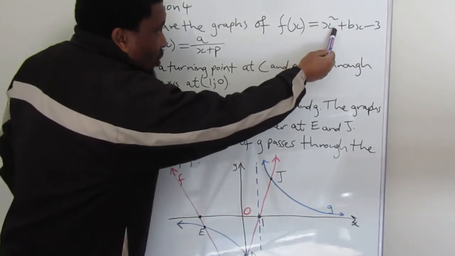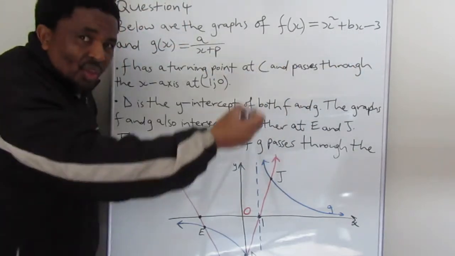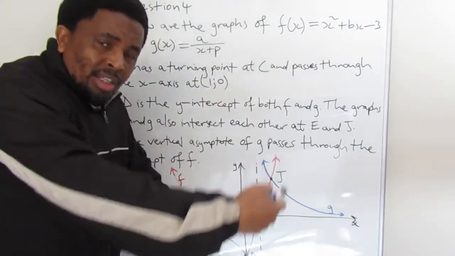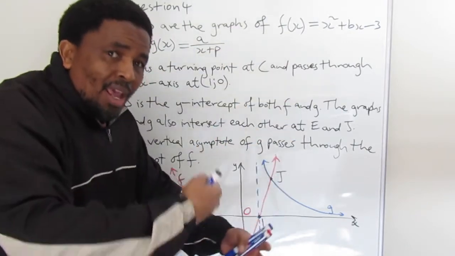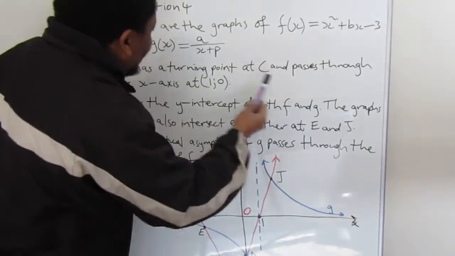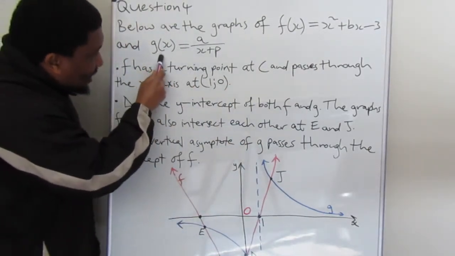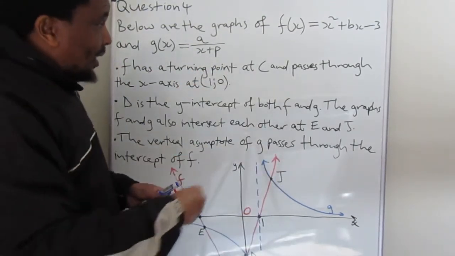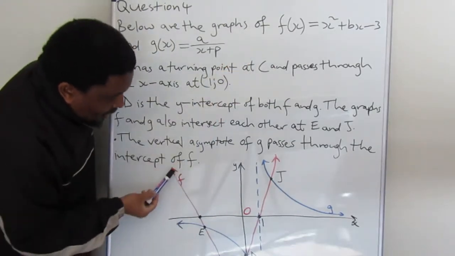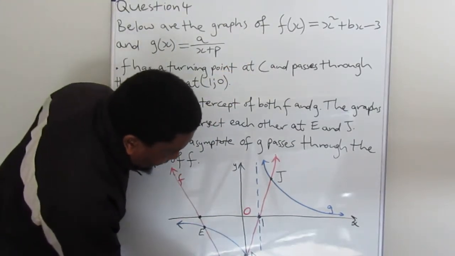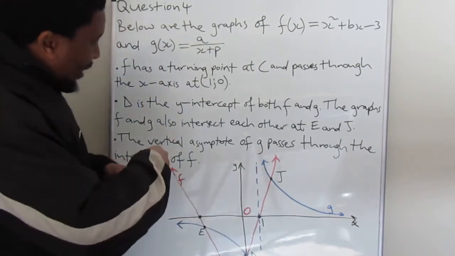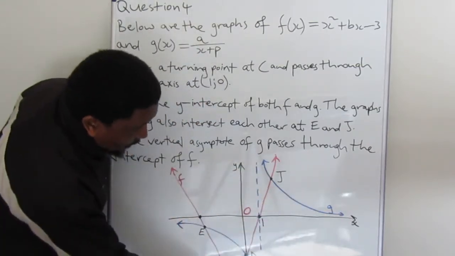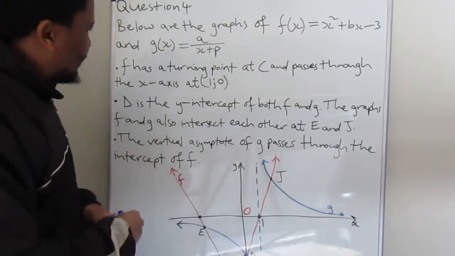f(x) equals x squared plus bx minus c. This is my parabola, in the form y equals ax squared plus bx plus c. This here is my g(x) equals a over x plus p. This is my hyperbola. My parabola is given by the red graph, and my hyperbola is given in blue. That is the second graph that I've been given.